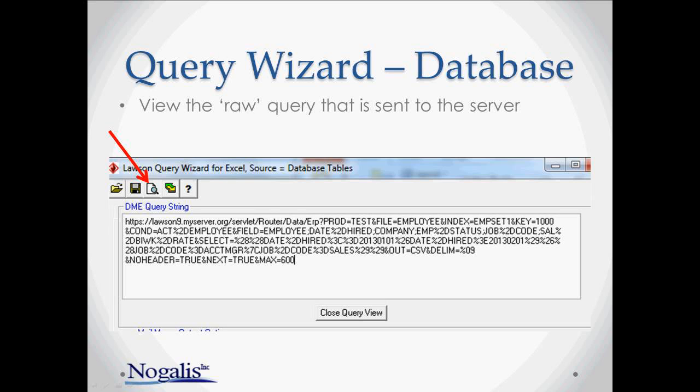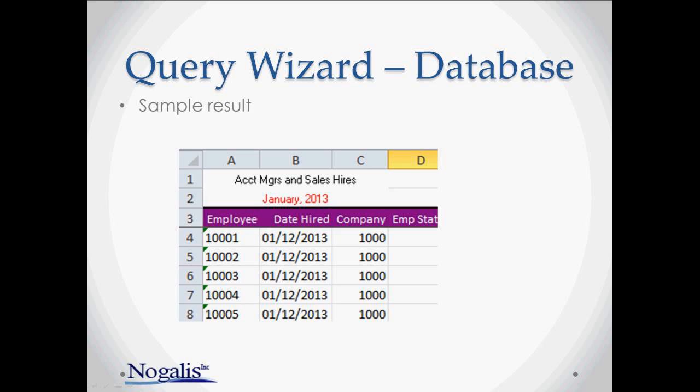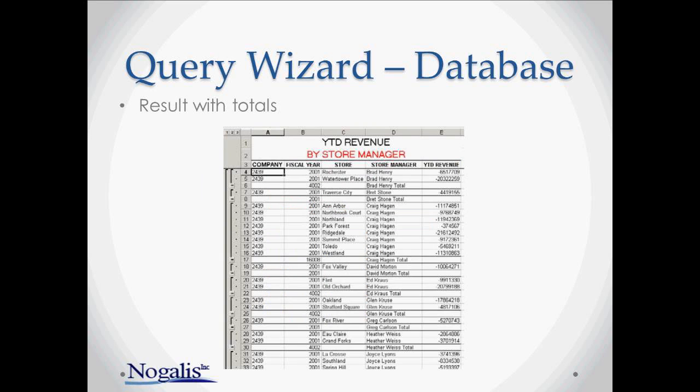This screenshot is a part of the output for the query we did against the employee table. So it was a very simple query. And here's a screenshot of a query that shows breaks, totals, and more grouping in the spreadsheet. And so this is the last slide we have for the query wizard against the database.